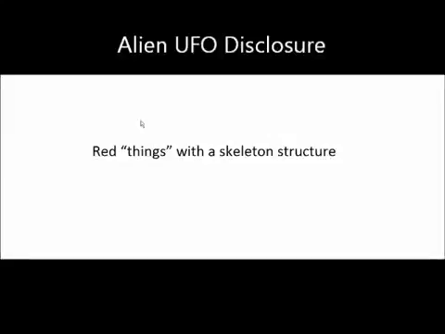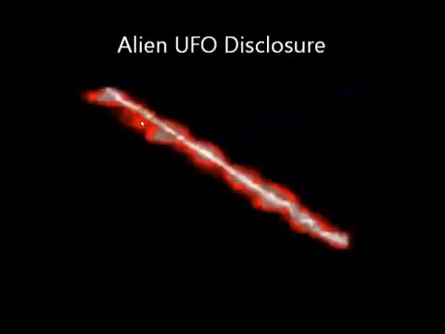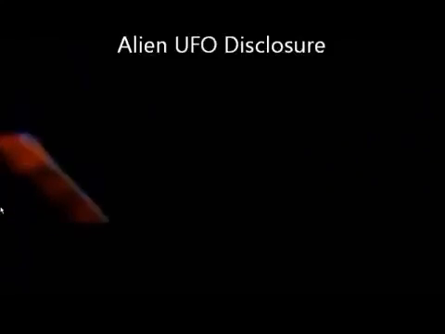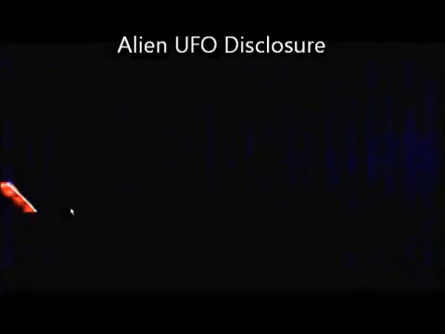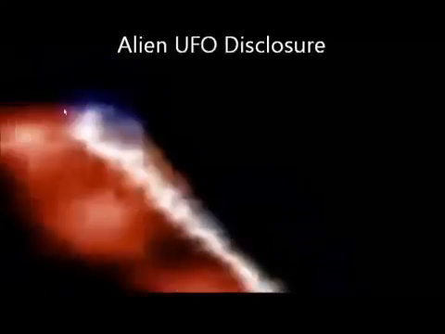Then we have red things with a skeleton structure. Again. Well, this one looks like a rod, fins here, and maybe here and here. And some of these objects have openings on the side, so they can leap sideways. Here we have an object again, and there we see flames or flags at the left, so it should be moving from left to right. See? Here is a close-up.